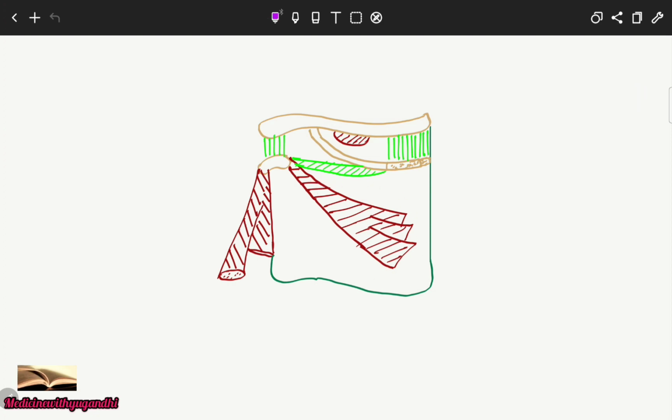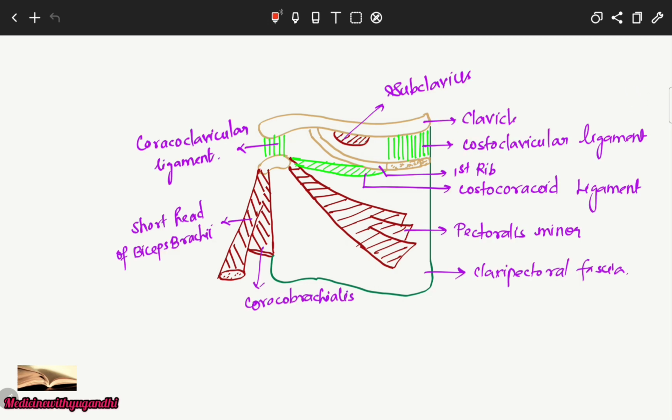So let me mention the structures present before I deal with the attachments. Let us see the structures one by one. What you are seeing here is the subclavius muscle located in the subclavian groove in the clavicle. Then this is the clavicle. Then this is the costoclavicular ligament. It is named so because it extends from the clavicle to the costal cartilage. Then this is the first rib.